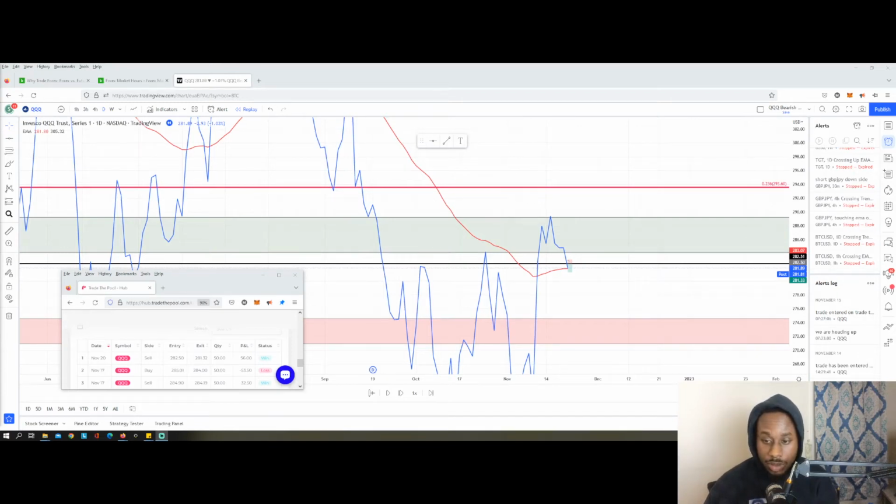Malik here. So, today we're looking at the QQQ again. Today is November 21st. I'm still working out getting this changed by the platform, but today is November 21st, first day of the week, and first trade of the week.